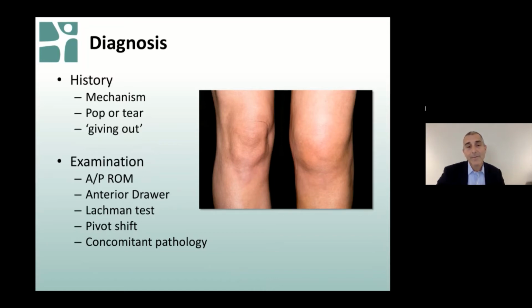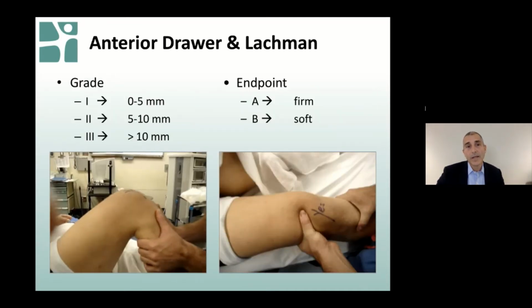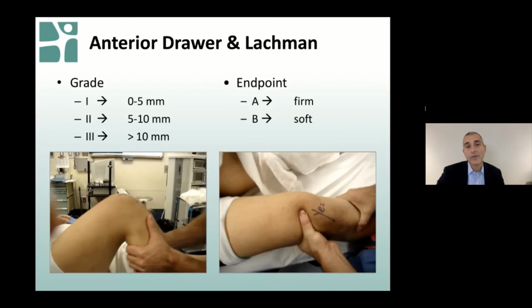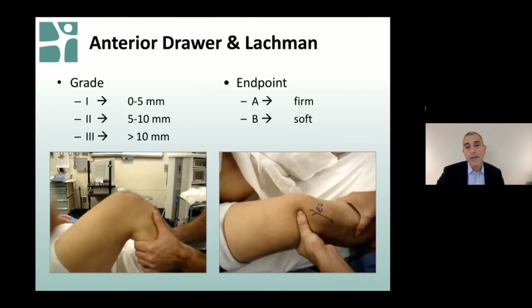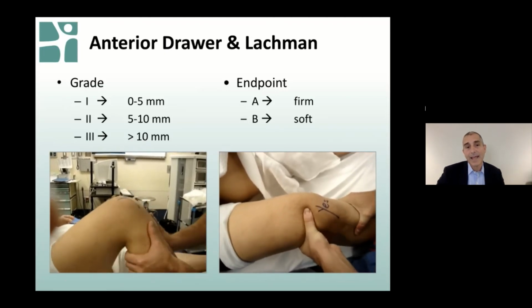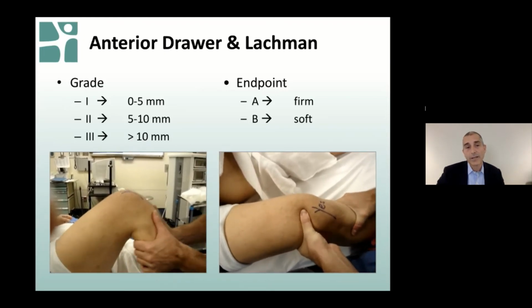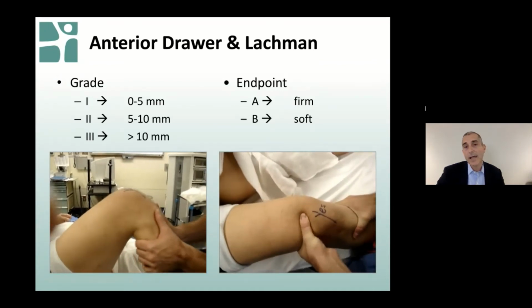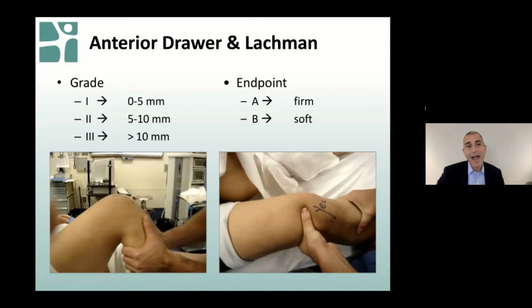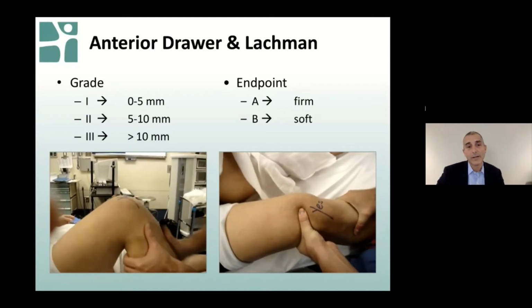When we examine them in the office or on the field during sideline care, there are several tests we use to assess the ACL. Two of them, the anterior drawer test and the Lachman maneuver, are similar. We essentially try to translate the lower leg bone, the tibia, anteriorly or towards the front relative to the femur. The left is the anterior drawer test, the right is the Lachman maneuver, and we grade how far the tibia moves relative to the femur.